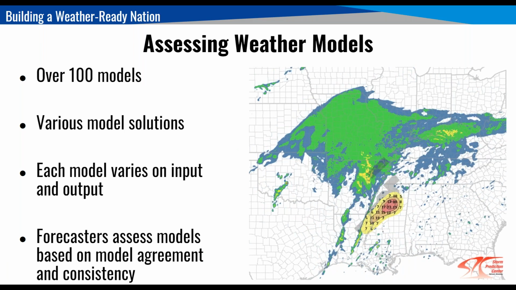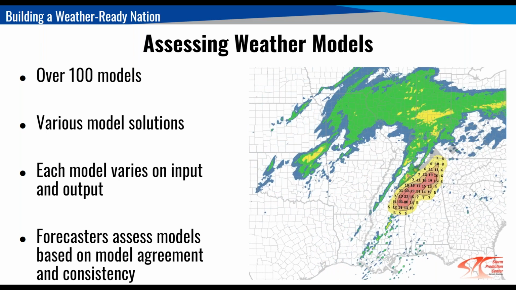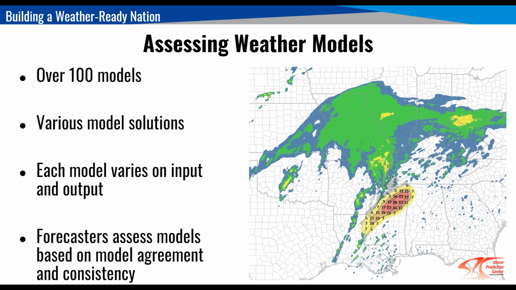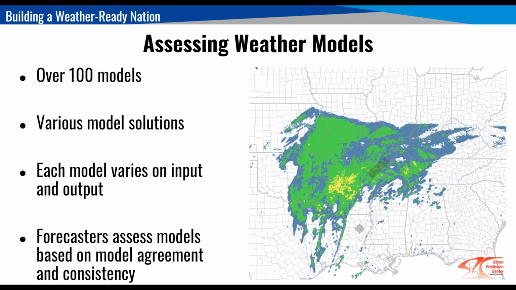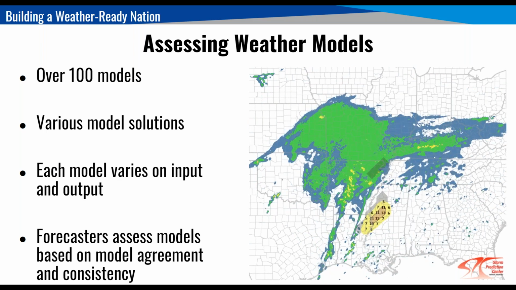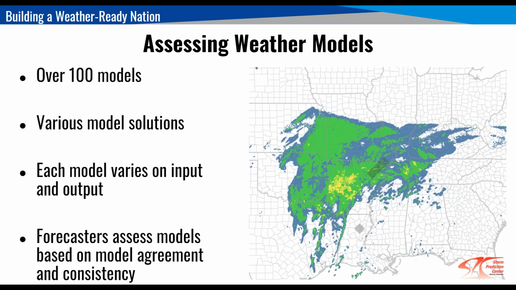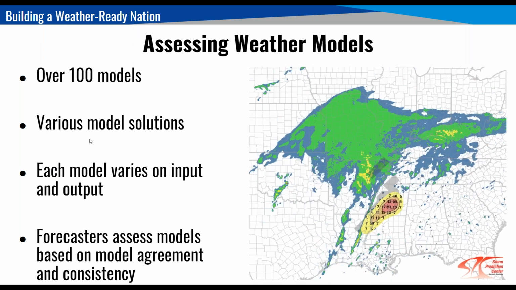is assessing weather models. There's over 100 models that we look at, and they all have various model solutions as well. And that varies because we have different input and output going into them. As a result, forecasters are able to assess the models based on model agreement and consistency.